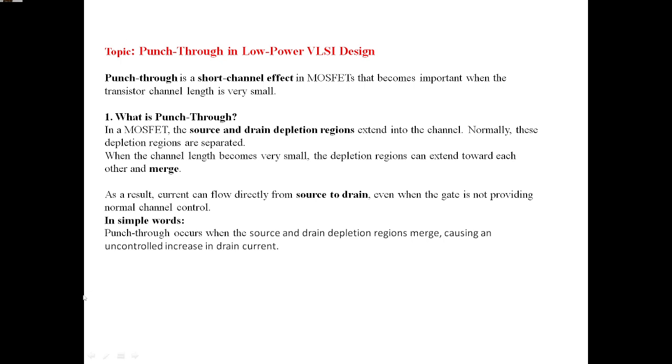I will explain about punch-through in VLSI, low power VLSI design. Here the punch-through means it is almost the same as drain-induced barrier lowering, but here we are not giving any extra supply to the transistor. So because of that there is a chance for current to flow from source to drain. As you know, I will explain.